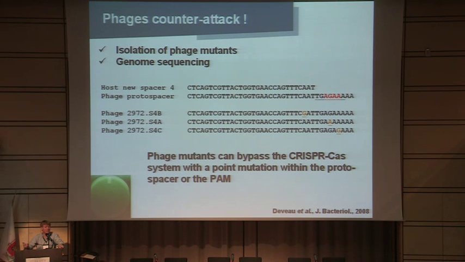And actually, when you do this, you can get deletions as well. So if the gene is non-essential, you can have deletion of the phage gene. So it means that a phage mutant can bypass the CRISPR-Cas system with a point mutation within the protospacer or the PAM.